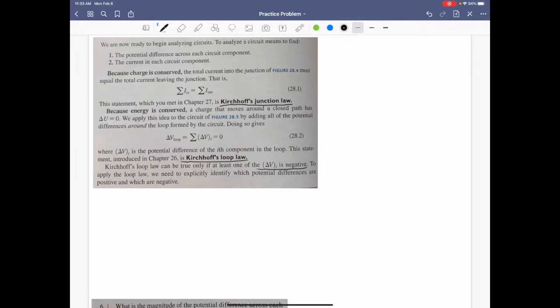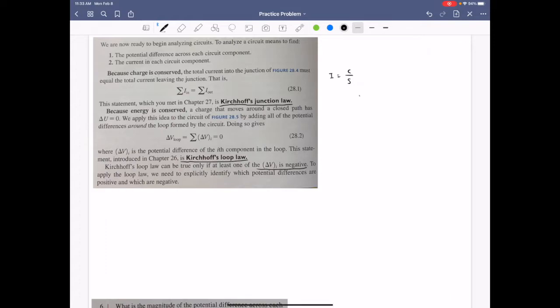Because charge is conserved, the total current into the junction of figure 20.4 must equal the total current leaving the junction. That is, the sum of the current going in equals the sum of the current going out. The unit of current is coulomb per second, meaning it measures the amount of charge flowing through a certain point in a certain time interval.